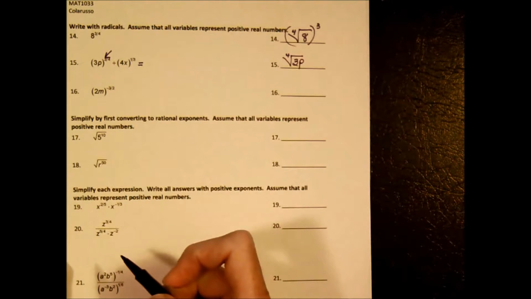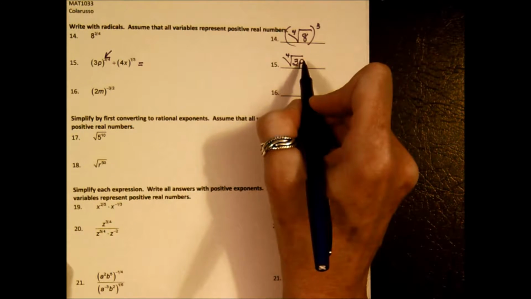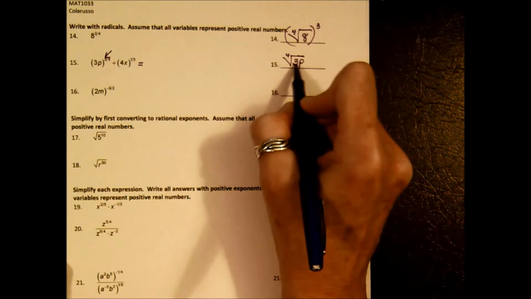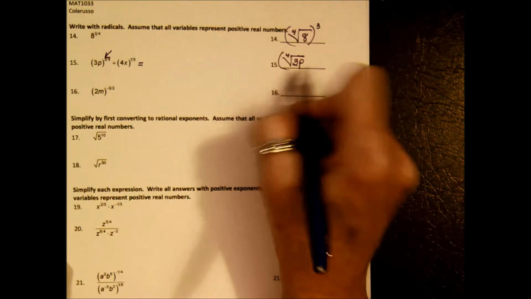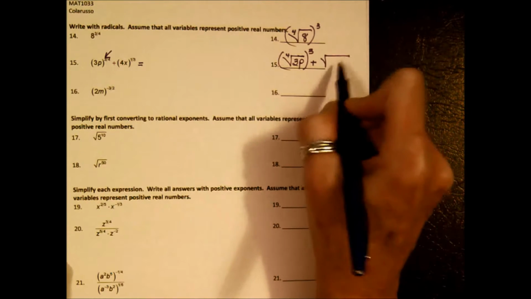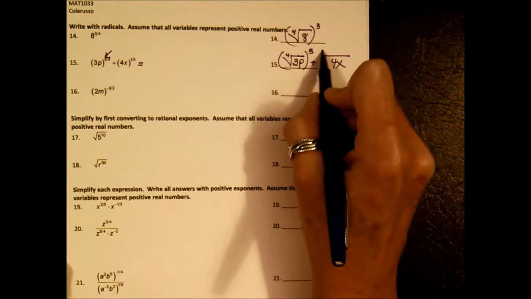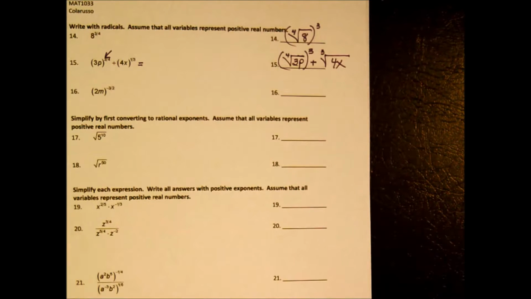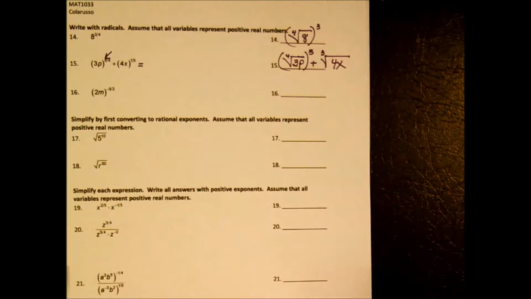Now here, with that raised to the 3rd power, you do not want to put that inside because it's going to look like only the p is raised to the 3rd. So that needs to go on the outside, plus the 3rd root of 4x. And that's all you can do with that one. It's kind of an ugly answer.